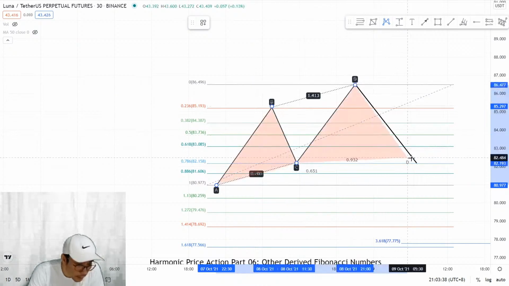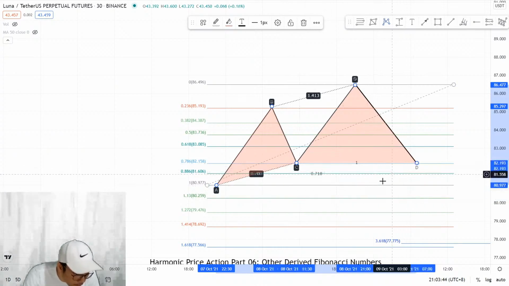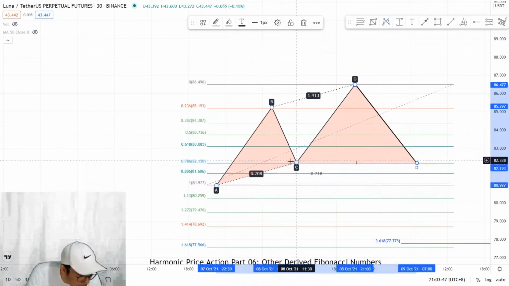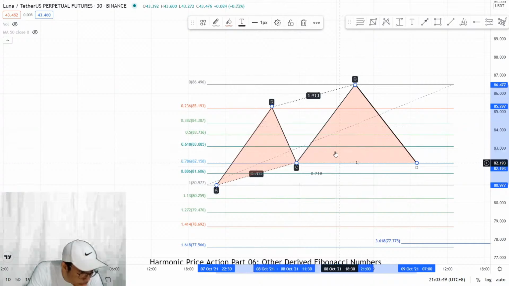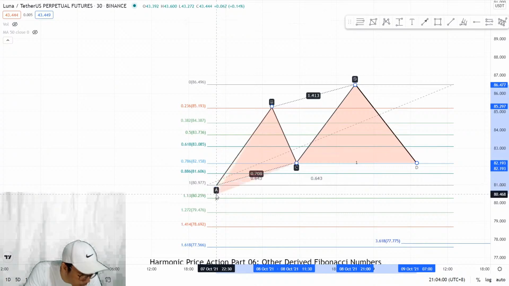Okay, we have this one. So it should be completed at this part. But no, I think we have some problem here. It has to be a little bit lower than this one. It has to break this level. But anyway, maybe my problem is at this one.